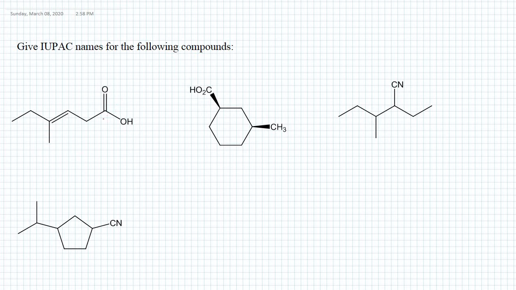If you look here, we have 1, 2, 3, 4, 5, 6 carbon long chain. So it's a hexane, and we have to say it's a hexanoic acid. For a carboxylic acid we add oic acid, but since we have an alkene here, we have to say hexenoic acid. So let's write first: this is hexenoic acid.